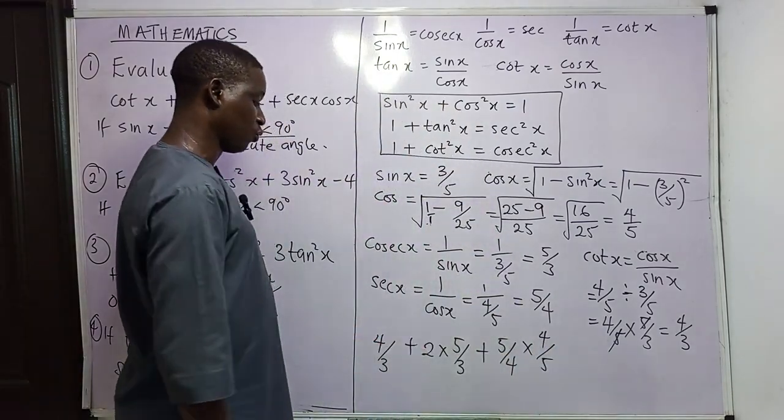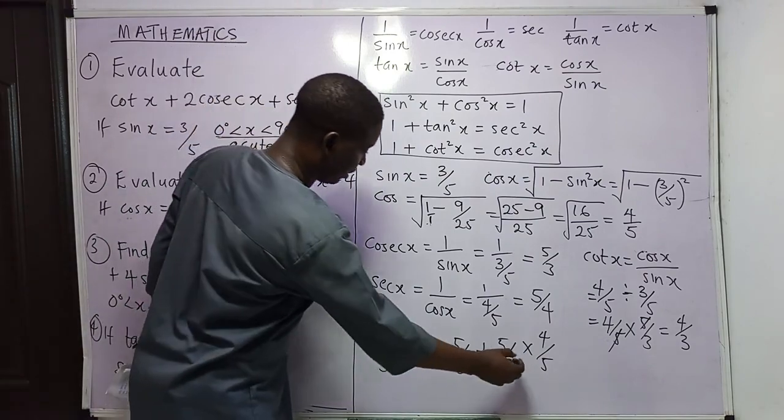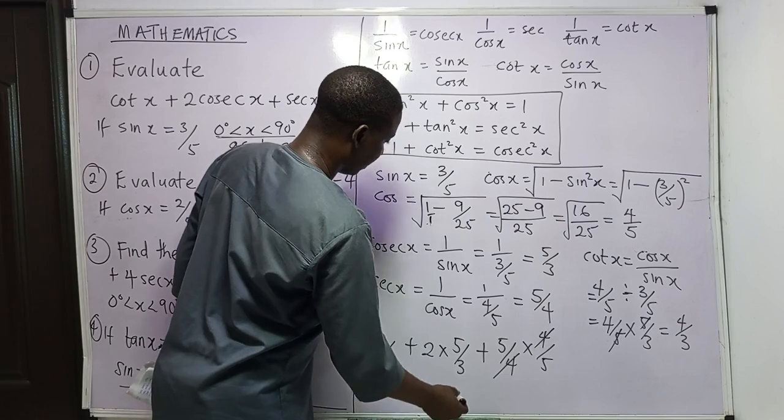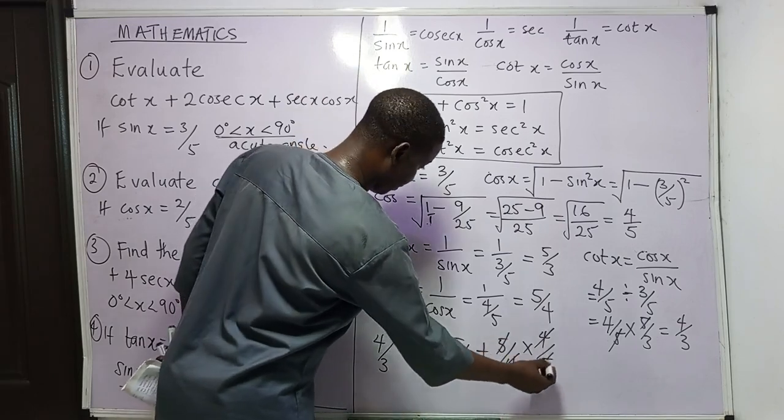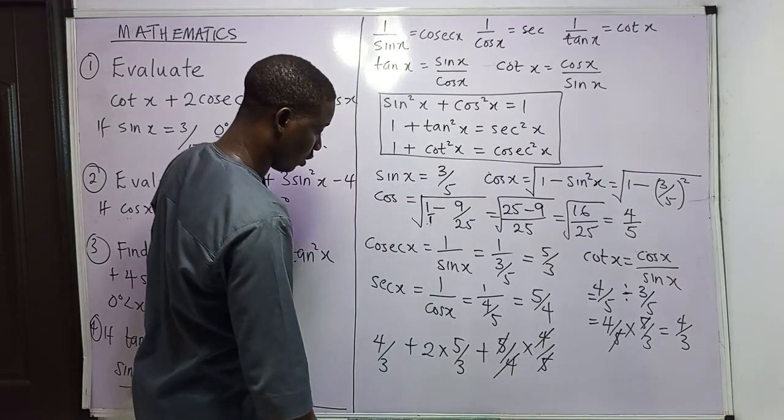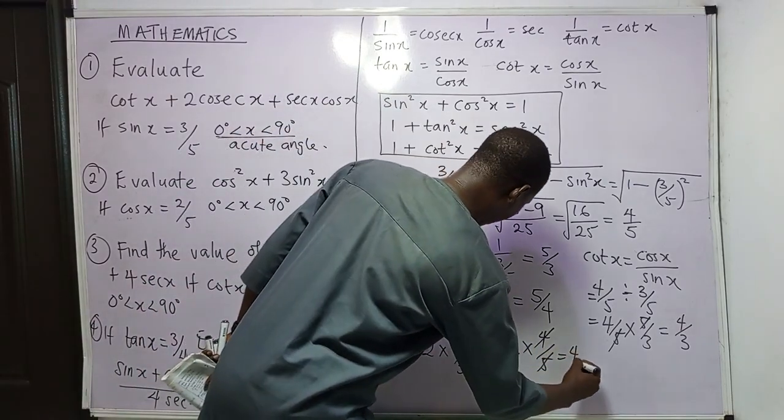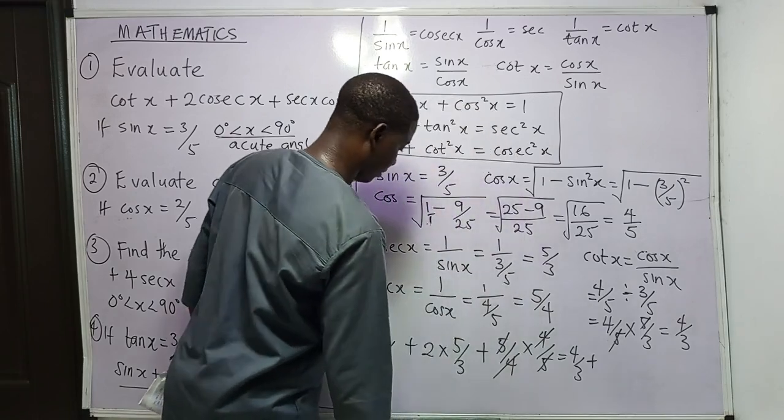So we now do our simplification there. This one will cancel this one. This one will cancel this. So what do you have? We are going to have what? 4/3 plus what?